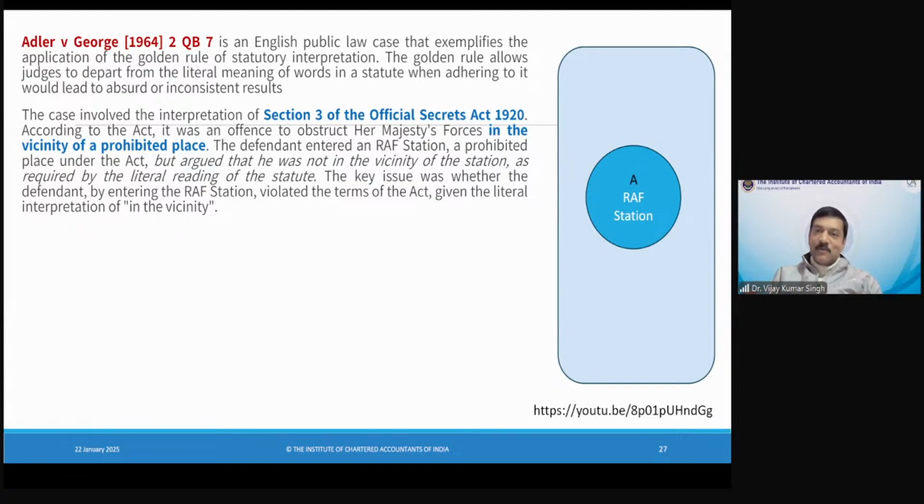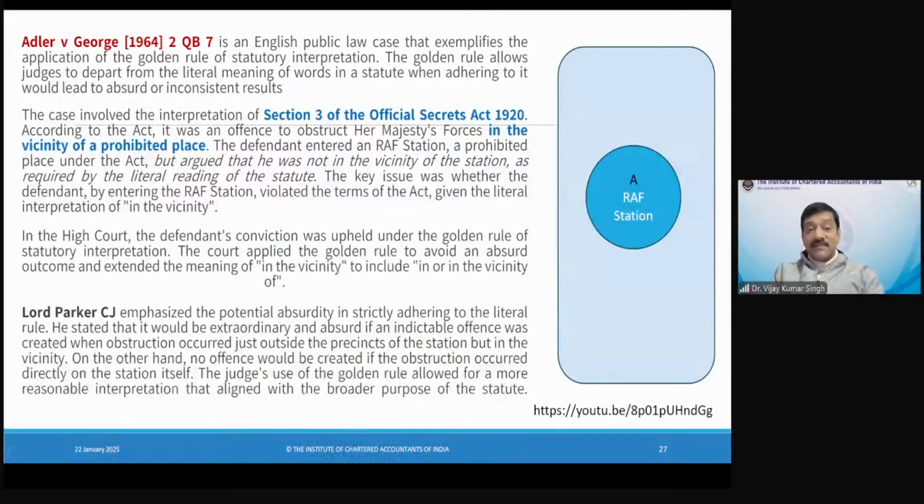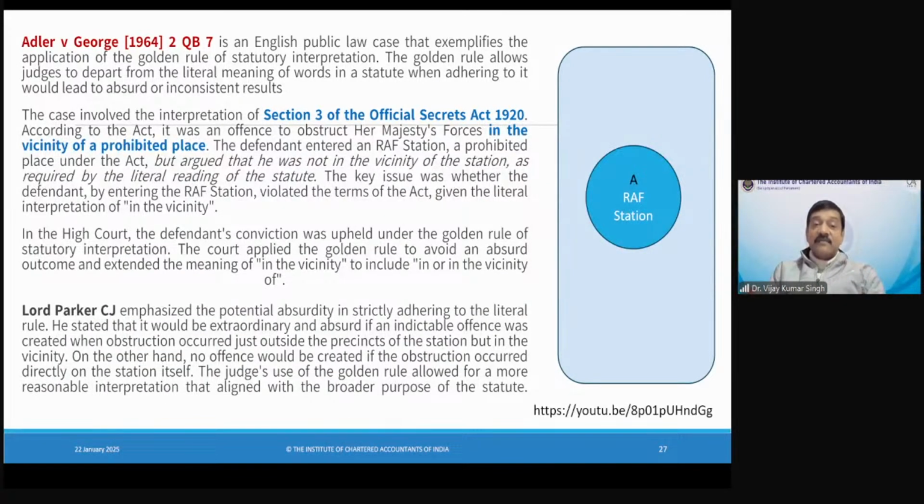Now people may be thinking how stupid people are on these particular points, and yet they make such an argument. But see, the court has to make a decision in this particular case. The Queen's Bench discussed this, and in the High Court the defendant's conviction was upheld under the golden rule of statutory interpretation. The court applied the golden rule to avoid an absurd outcome and extended the meaning of in the vicinity to include in or in the vicinity of. So see how the interpretation works.